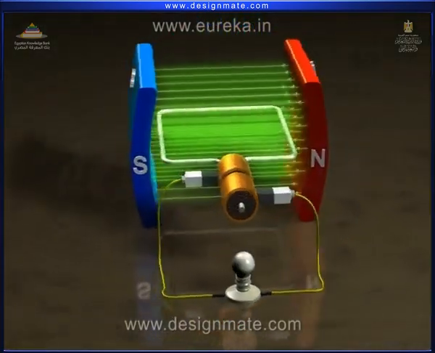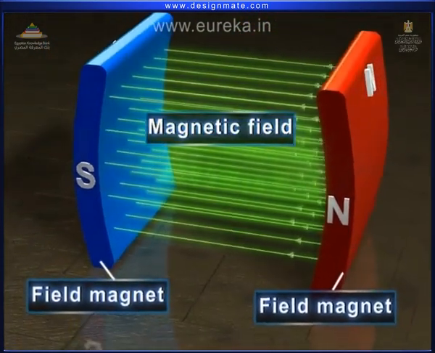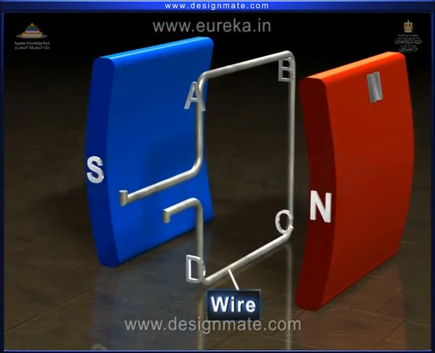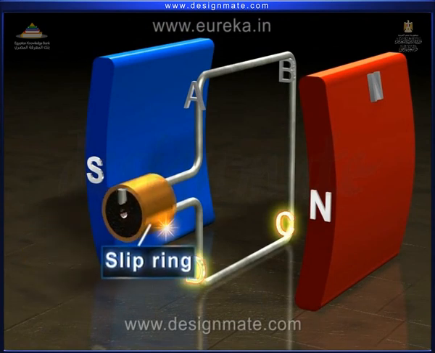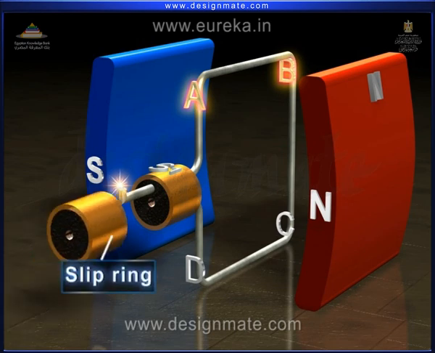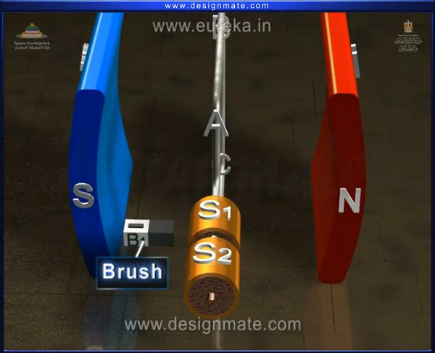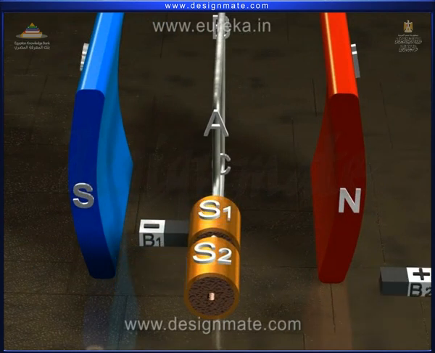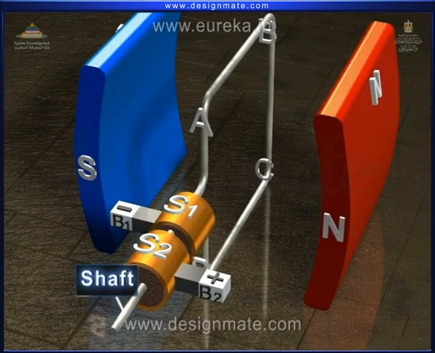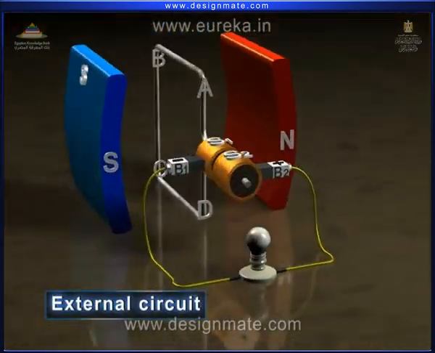This is the schematic picture of the AC generator. The field magnets produce a magnetic field. The conducting wire loop ABCD is placed in the magnetic field. The arm CD is always in contact with slip ring S1, and arm AB is always in contact with slip ring S2. Brush B1 is placed in contact with S1, and brush B2 is placed in contact with S2. A shaft is connected to this assembly. Through the brushes, the external circuit is connected.